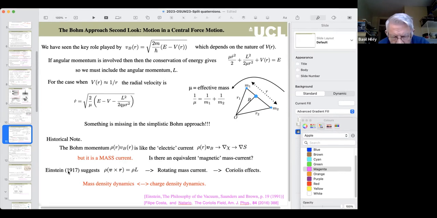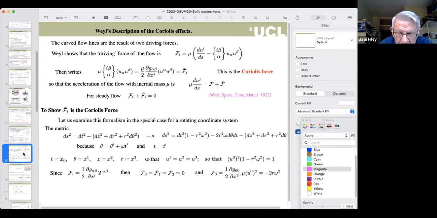And this is where Einstein pops in, 1917, and he suggests that we should have the magnetic mass current of this nature. And of course, this is just a rotating mass current. And if it's a mass current rotating, you're going to have some Coriolis effects. So this extra term that's coming in here is introducing Coriolis energies. I'll just pause there for a minute. This is going to be very important for us.